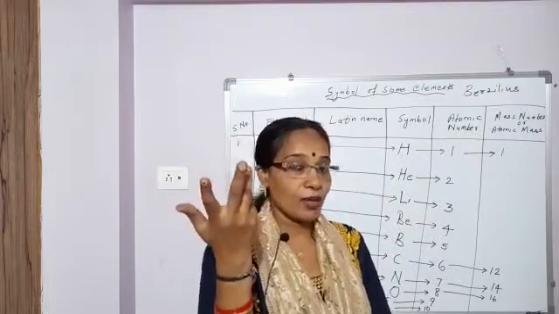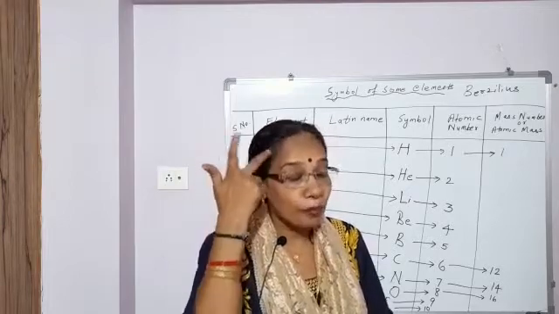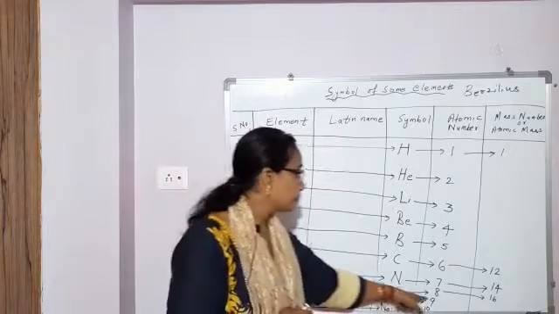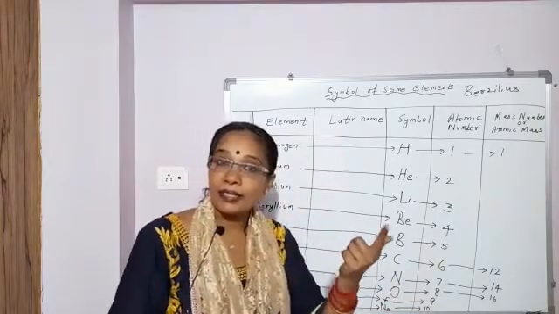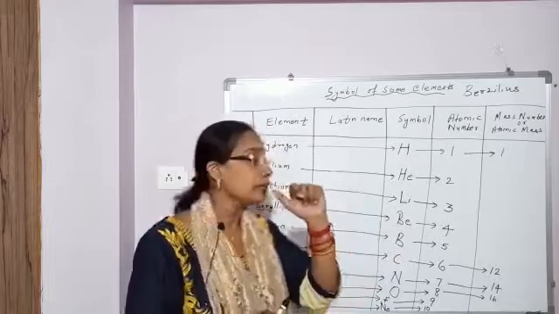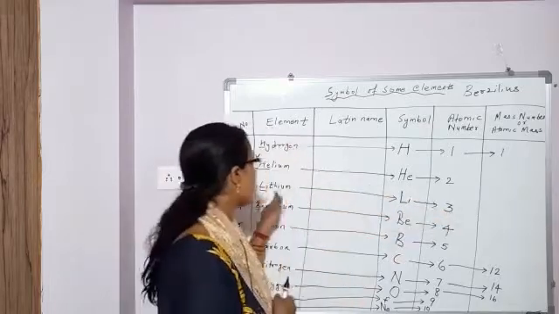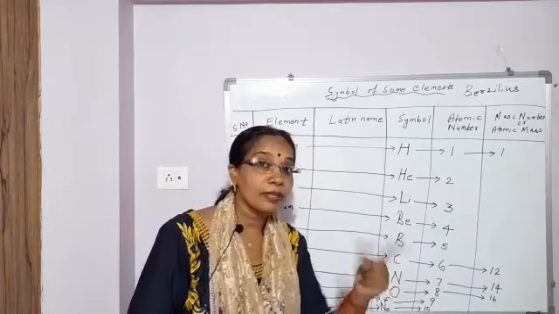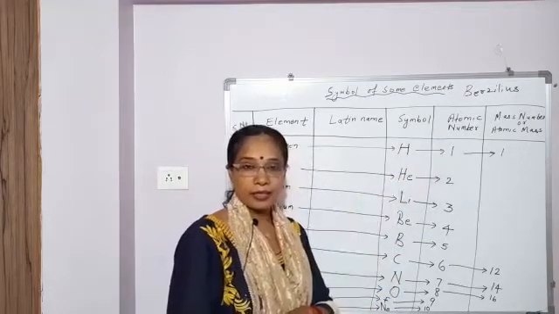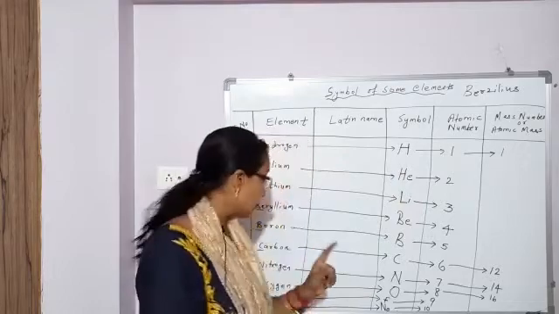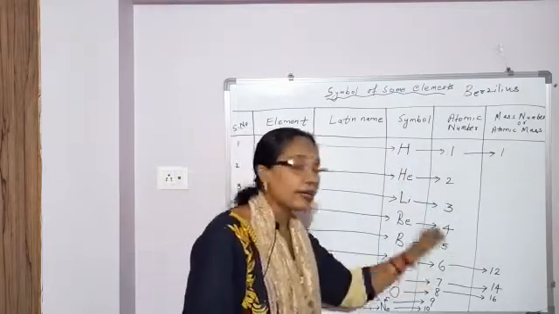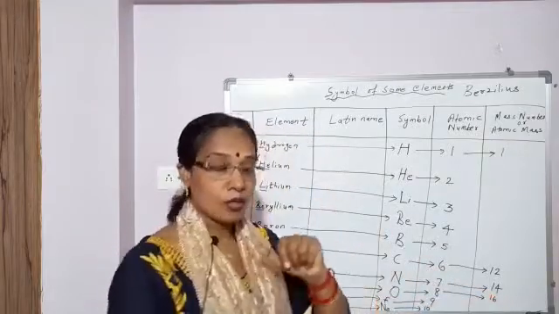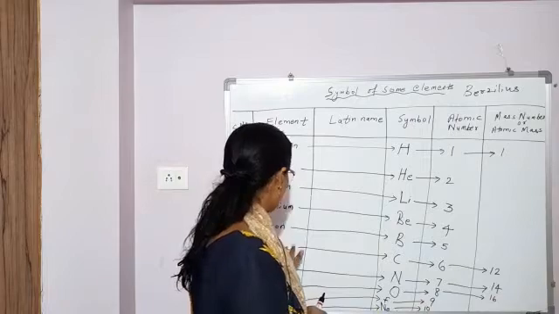So, if I ask what is the atomic number of oxygen, you should remember. What is the atomic number of oxygen? 8. Which element has atomic number 3? Lithium. You should know which element has atomic number 3. Lithium. Hydrogen, what is the atomic number? 1. Nitrogen, what is the atomic number? 7. What is the symbol of neon? Ne. What is the symbol of nitrogen? N.